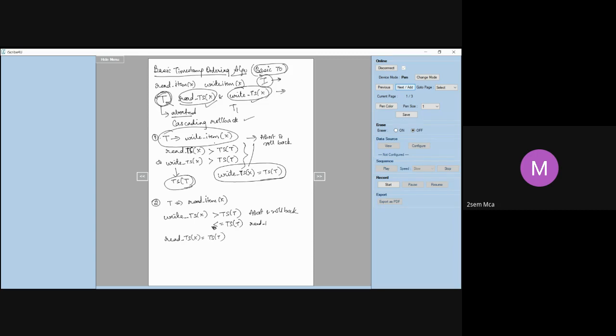You set it to the larger TS of T, because you are doing a read operation and you have many read operations happening. Whichever transaction has the highest timestamp, you have to set it to that.